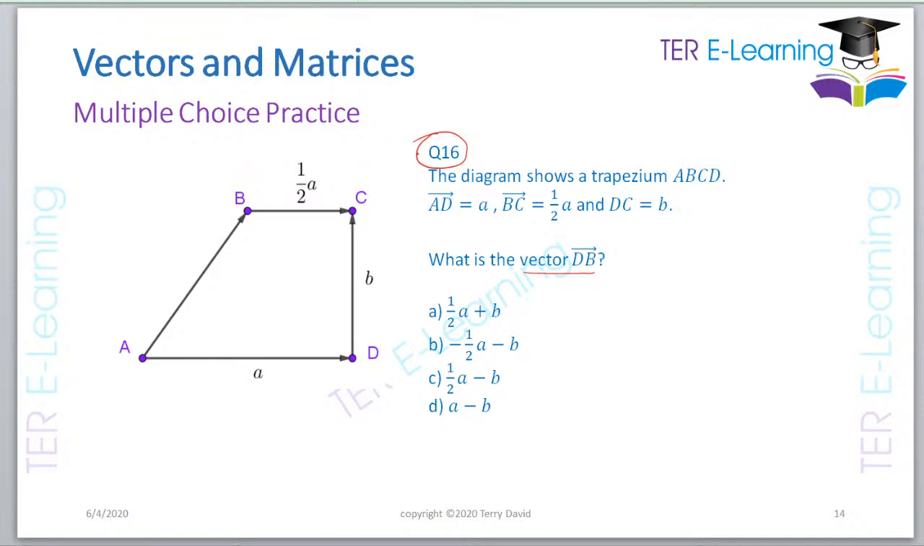Alright, so I'm seeing C, B. Alright, I'll give you all a chance to work it out. Question 16 is the vector DB, right? So the first thing you all need to make sure you draw is DB. So this is the vector DB here. This is what the question is asking for. What is this vector?